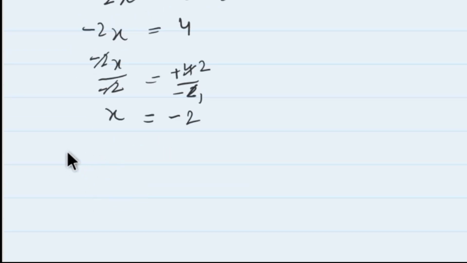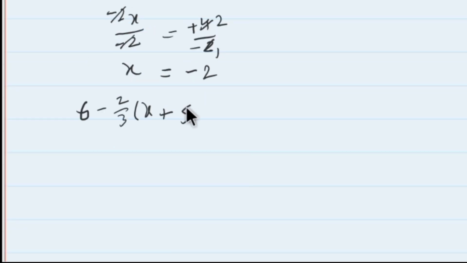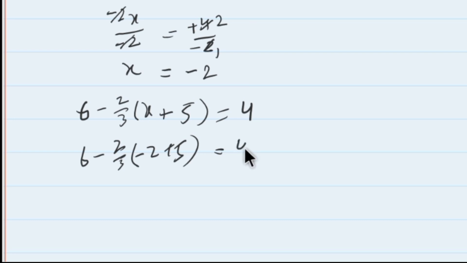Our original equation was 6 minus 2 over 3 x plus 5 is equal to 4x. So now we replace x to verify if our solution is true or not. So we have simply replaced x by minus 2, and now we simplify it. 5 minus 2 is 3. 3 will cancel out 3.